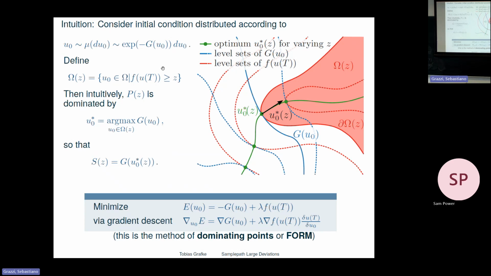And all that we are saying here is that, oh, this is a very difficult task, but I can replace all of this integral with just this point, because it will dominate all others, because all others are more rare. So this is the only point we care about. It's the arg max of G over all initial conditions in this failure set. And then I can define myself an action that is just G at this U star over Z.